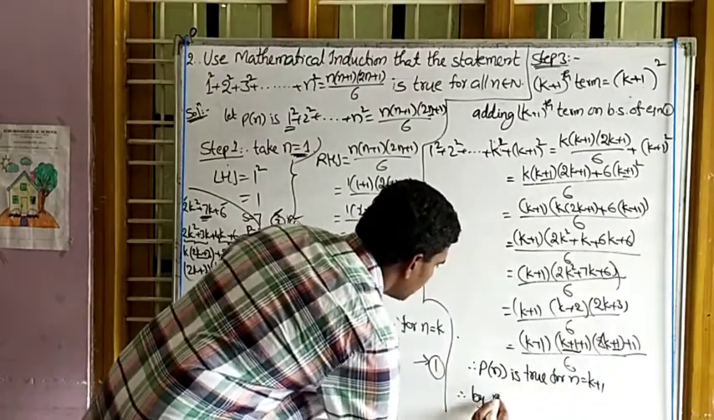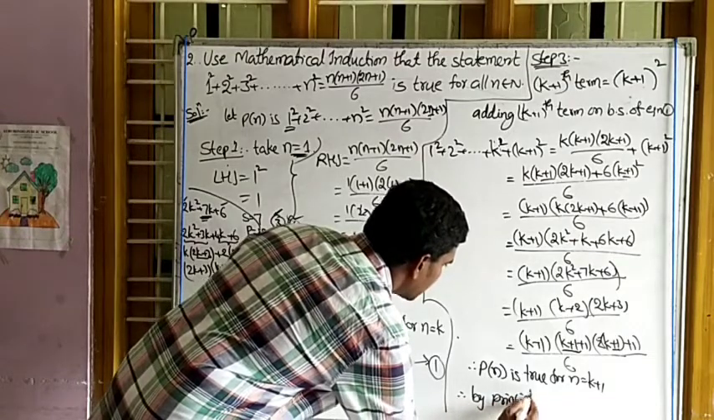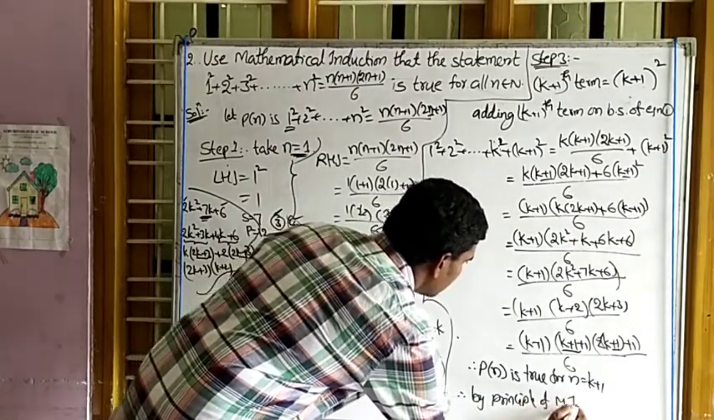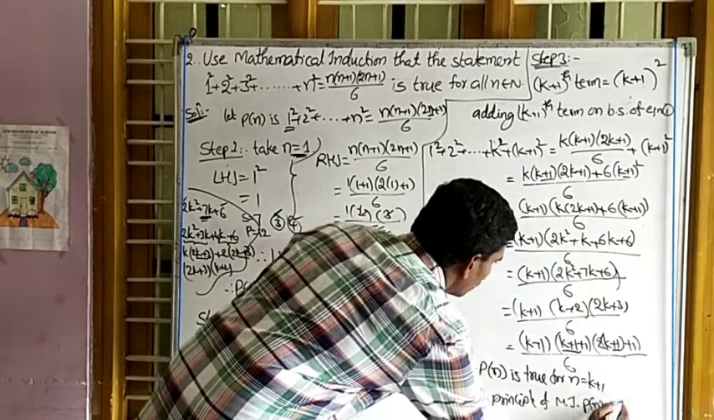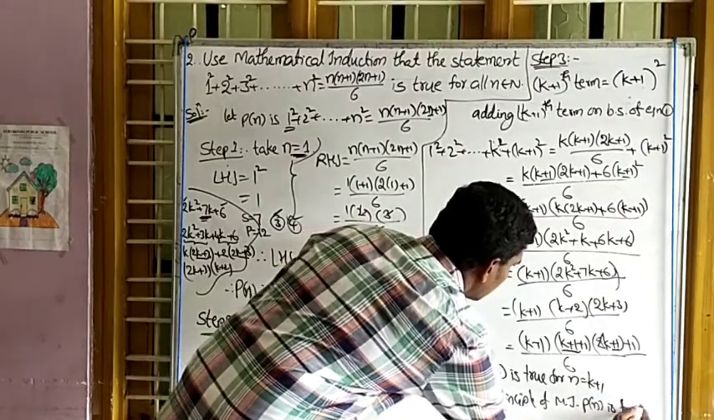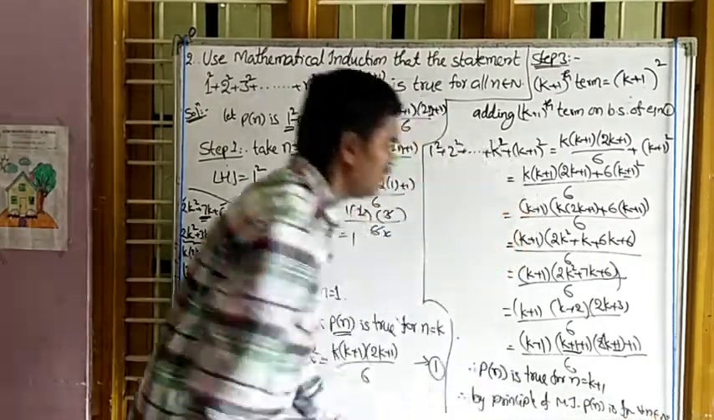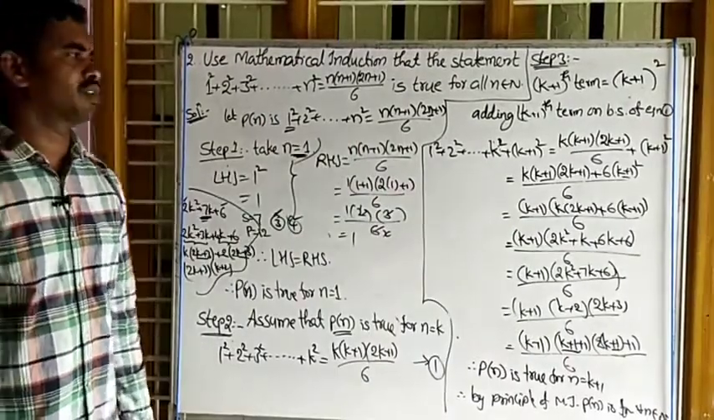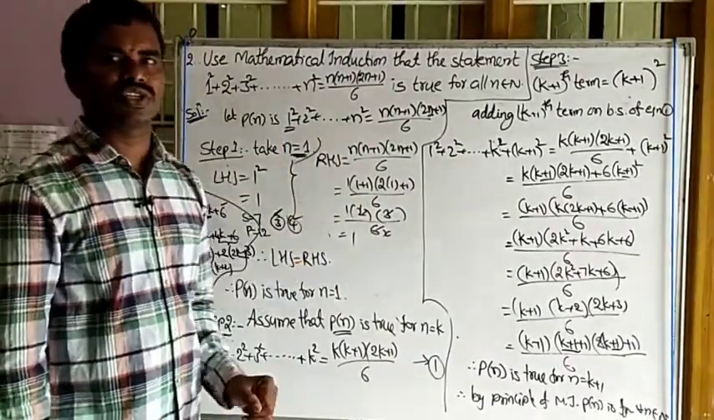Therefore, by the principle of mathematical induction, P of n is true for all n belongs to capital N. Finally, we have to write the statement 100%. So this is the solution of it. Is it clear?